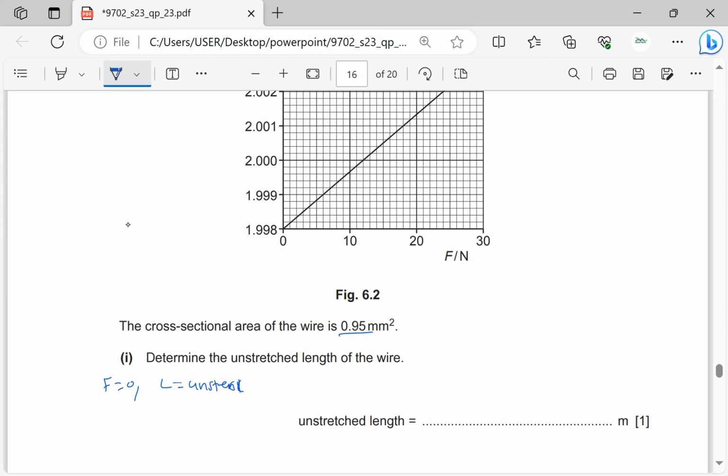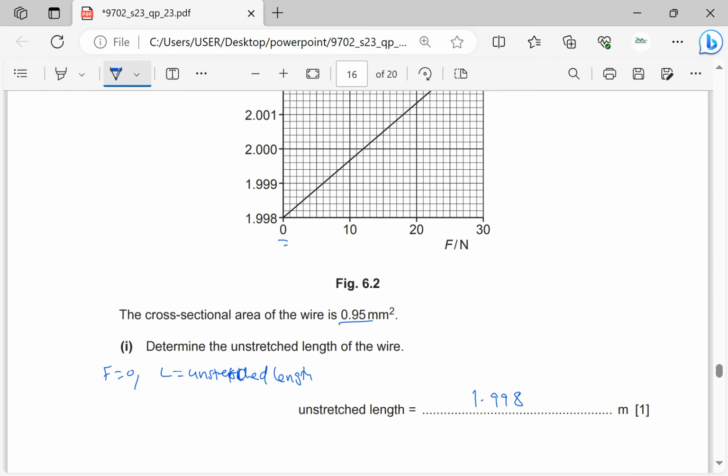There is no force, but there is a length. So this is going to be the unstretched length. So when F is 0, the unstretched length is going to be 1.998 meters.